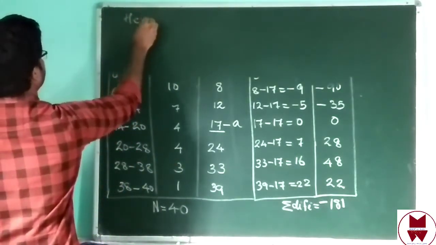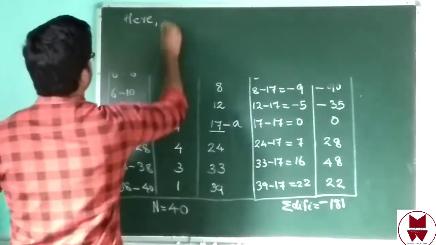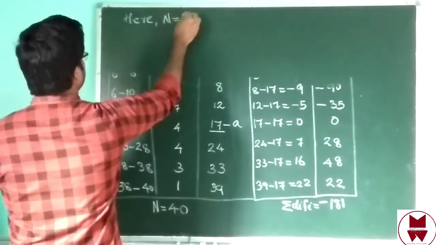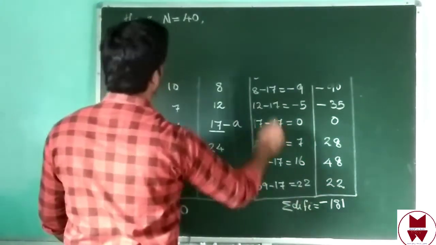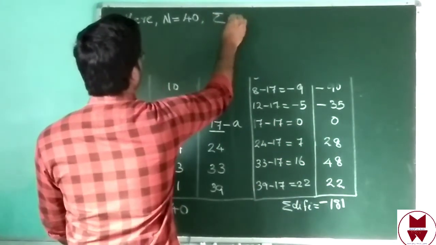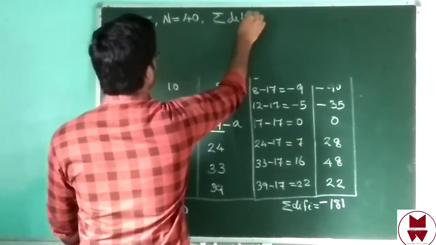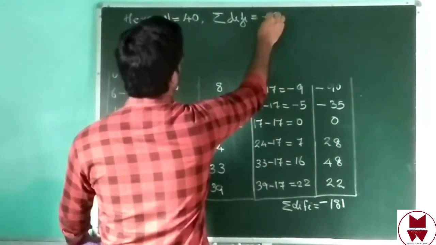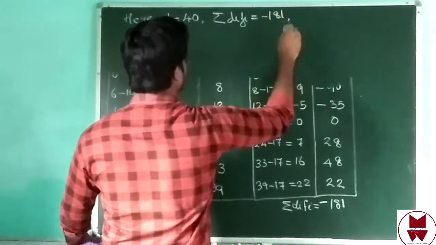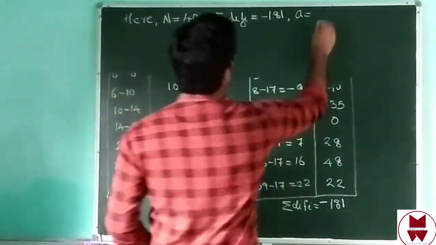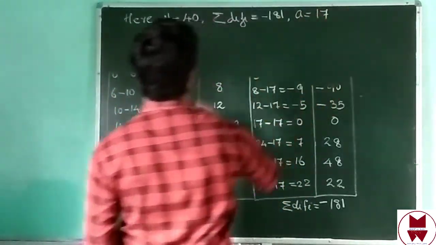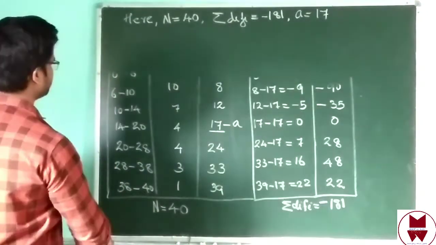Here we got n. n equal to 40. Then the sum of fi di, sum of fi di equal to minus 181. Then A, we took the assumed mean, is 17. With these three things.